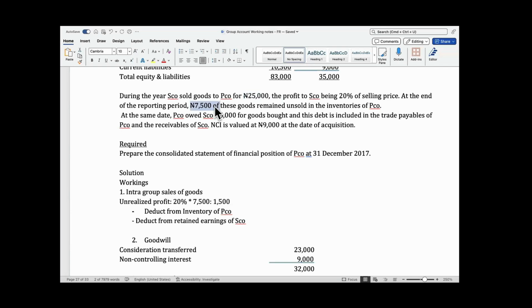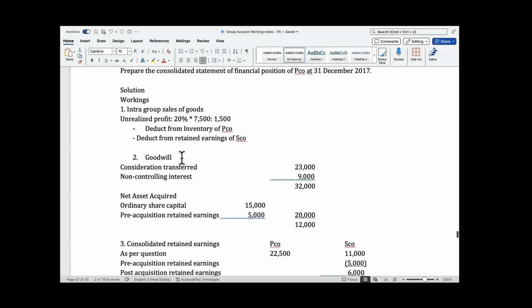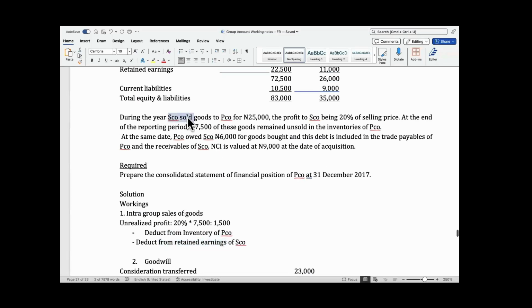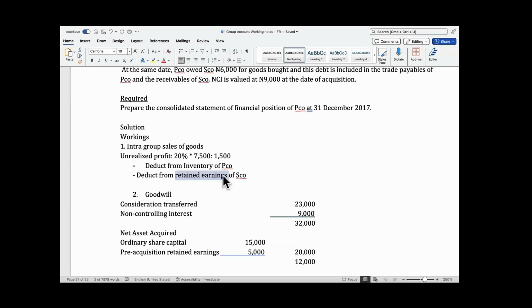So since we have not sold these goods out of the group, whatever profit we have made from one another, we remove it. That is why, when we're adjusting, the party keeping the inventory will remove the unrealized profit from his own inventory, so that the inventory is shown at cost. The party making the profit, which is the seller, ESCO, we remove the unrealized profit from his retained earnings as well, so that it is removed from his profit.